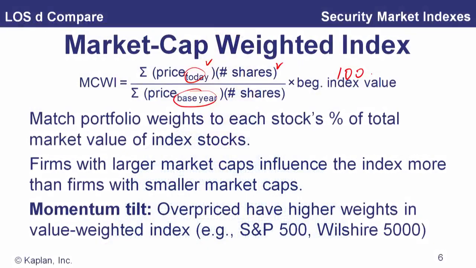So the largest firm in the index, Apple in the Standard & Poor's 500, has the largest market capitalization, at least at the time I'm recording this, of about $1 trillion. And so a 10% change in the price of Apple is going to affect this index way more than a 10% change in the price of the smallest market capitalization stock in the index. So just in general, a market cap weighted index puts more weight on the performance of the stocks with the largest market capitalizations. And we say sometimes that a market cap or value weighted index has a momentum tilt.